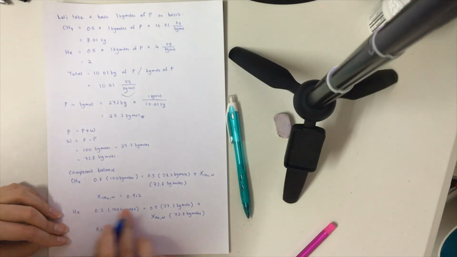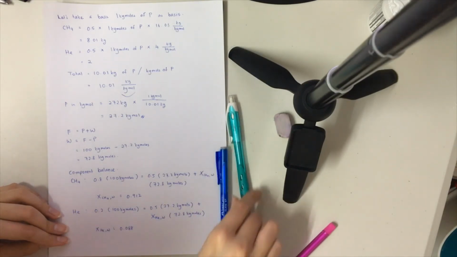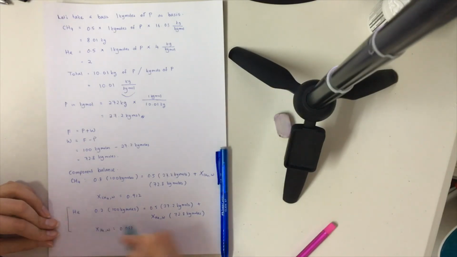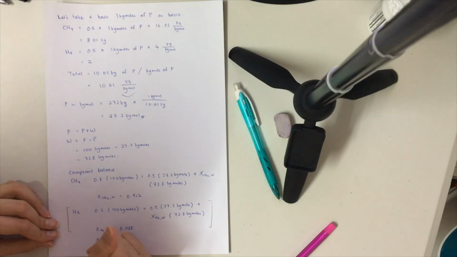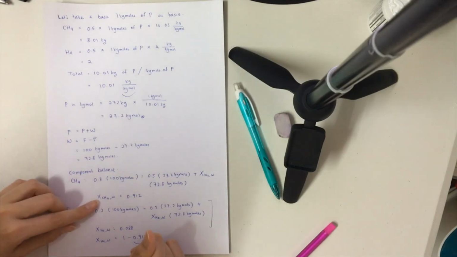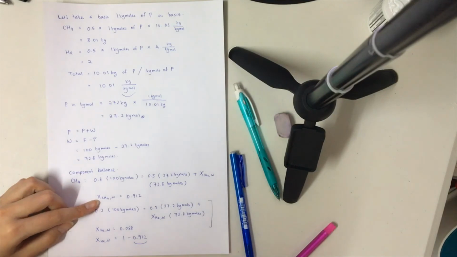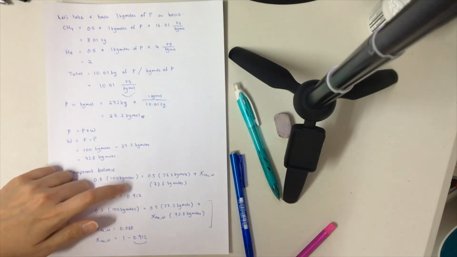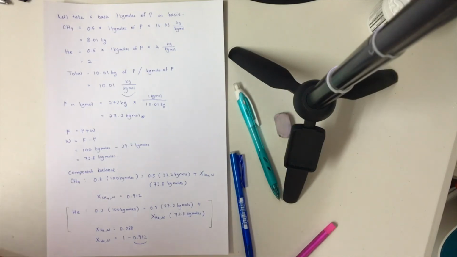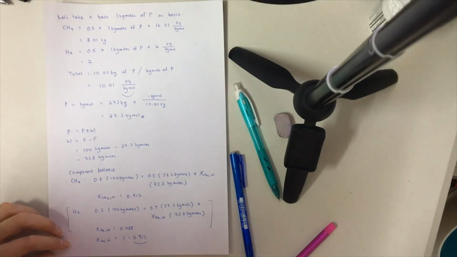Or actually you don't have to do this part of the component balance. You can straight away do it like this: it is equal to 1 minus 0.912, which is the composition of methane in the waste stream, since this is a whole number. Alright, so this is your final answer.